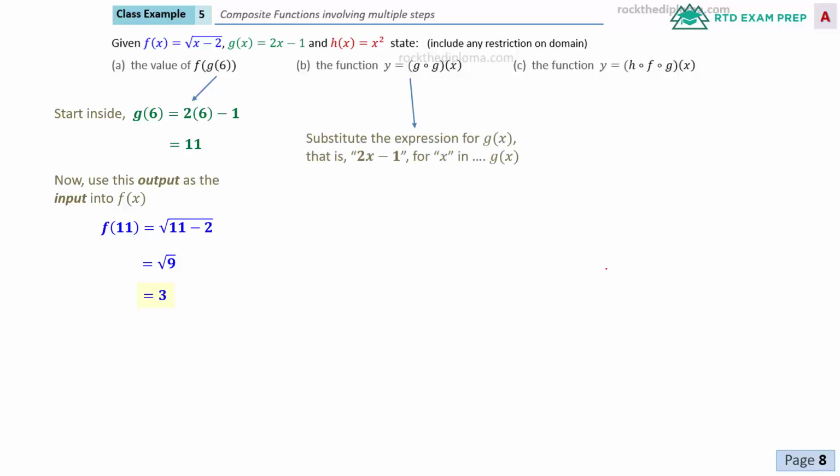Now in part B, we're asked to evaluate g of x. That's kind of weird. Well, g of x was 2x minus 1. So think of that x as being the input position. And basically, we're going to input into that input position 2x minus 1. So it becomes 2 times 2x minus 1 minus 1. Just like that. We expand and simplify and end up with 4x minus 3.